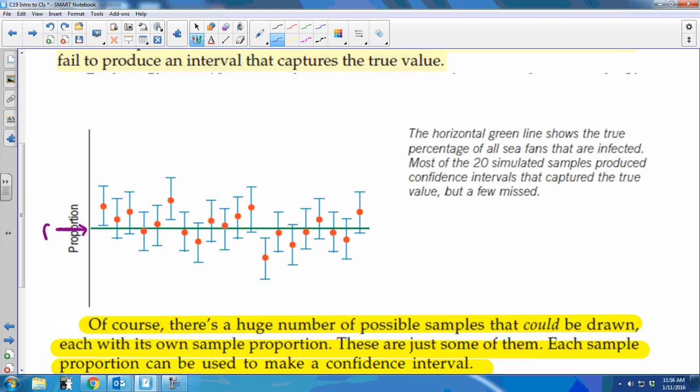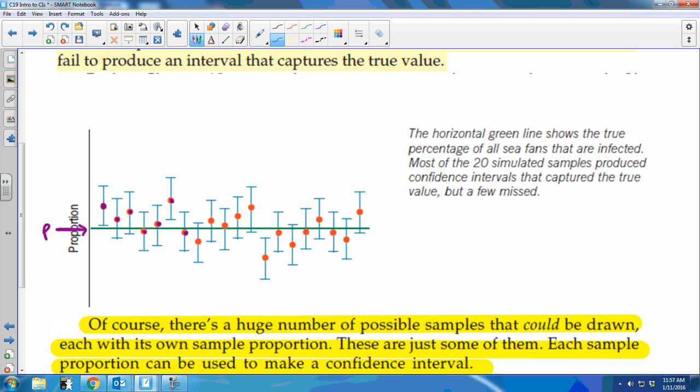In this picture, we're going to pretend we actually know P. We know the true proportion of C fans that are infected. These little dots would be your sample proportions, like your p hats. And then the bars would show your plus or minus standard error. It shows your interval. Now, again, if all of your p hats are different, then all of your intervals are going to be different. We only expect 95% of the intervals then to actually trap P.